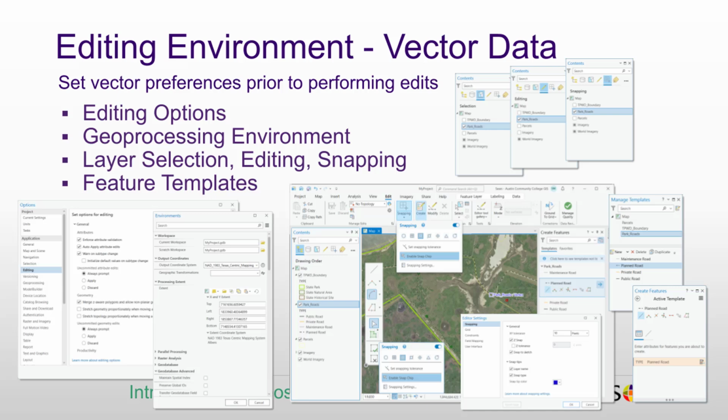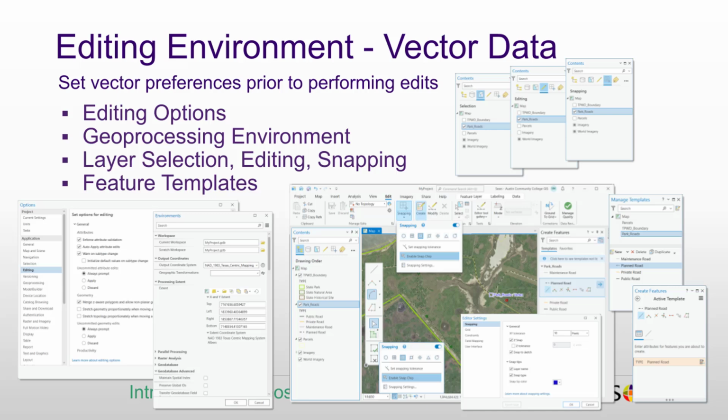As mentioned previously, you need to set your geoprocessing environment. And so again, the geoprocessing environment includes parameters that are just for raster data, that are just for vector data, and some of the parameters apply to both. And so you need to make sure that your geoprocessing environment is set up correctly.